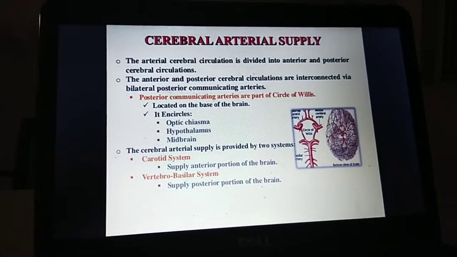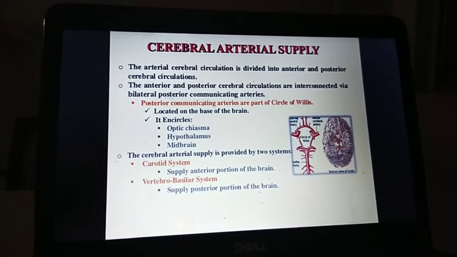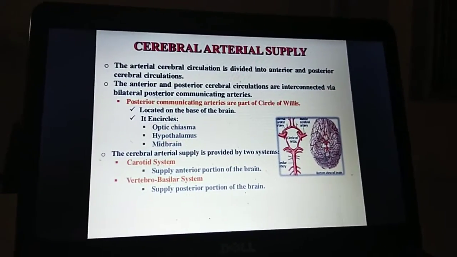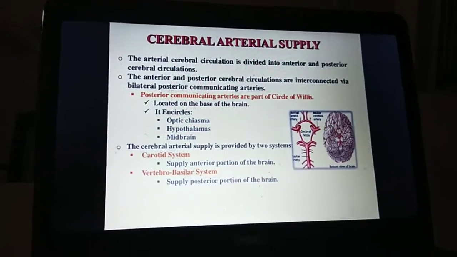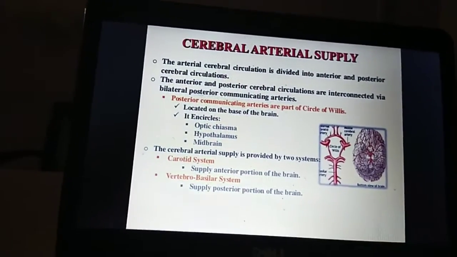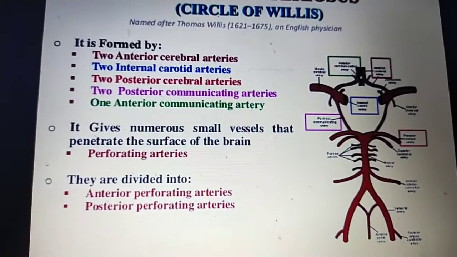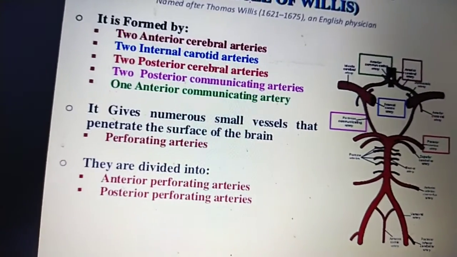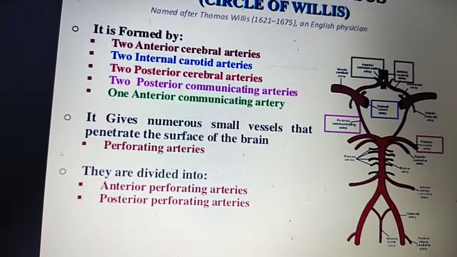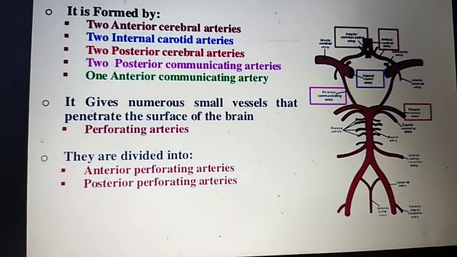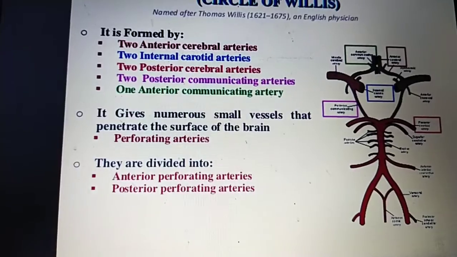The cerebral artery supply is provided by 2 systems. One is the carotid system, and the other is the vertebrobasilar system. They supply the anterior and posterior portions of the brain. In this class I will only explain the circle of Willis. The whole blood supply is explained further in the blood supply of the brain, for which I will take another class.